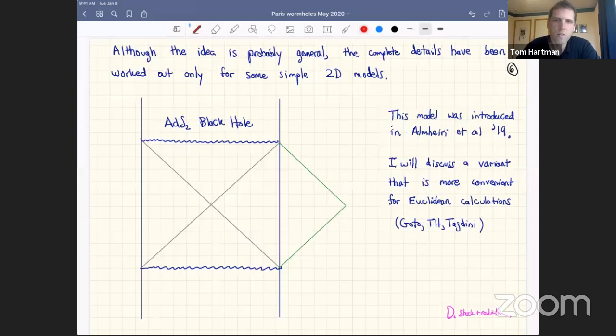But the complete derivation of the wormhole as full global solutions of the equation of motion has only been done in a couple of examples in 2-dimensional dilaton gravity, including the one that I'll talk about. So at this point, I'm going to specialize to this model where we really know how to do all this in great detail.